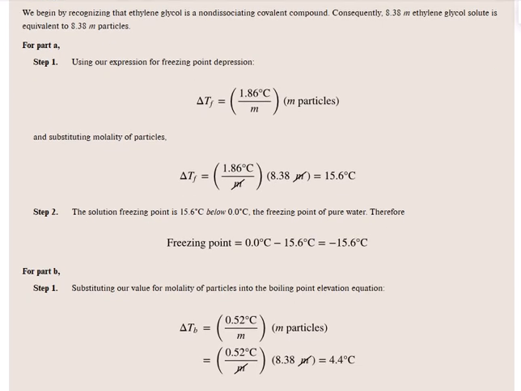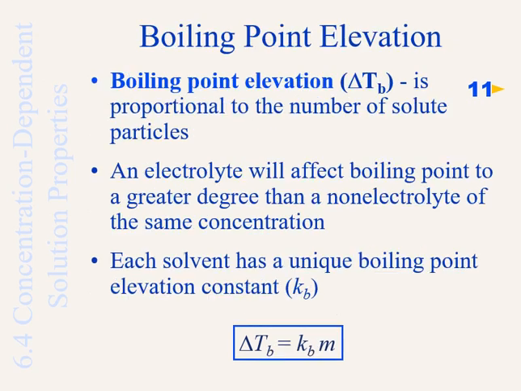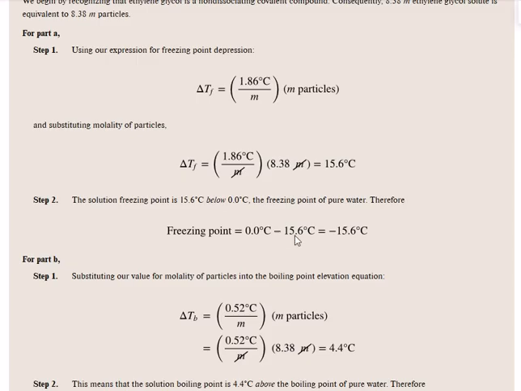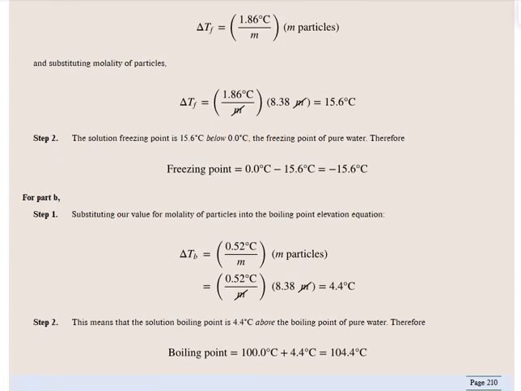What about the boiling point elevation? When it comes to the boiling point elevation, the value of Kb is 0.52 degrees Celsius over m. Recall that the equation for boiling point elevation is delta Tb equals Kb times m. So the new boiling point should be higher by 4.4 degrees Celsius, whatever it was originally. So the new boiling point is 104.4 degrees Celsius, because the normal boiling point of water is 100.0 degrees Celsius.